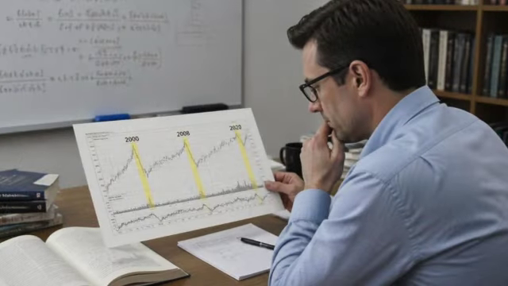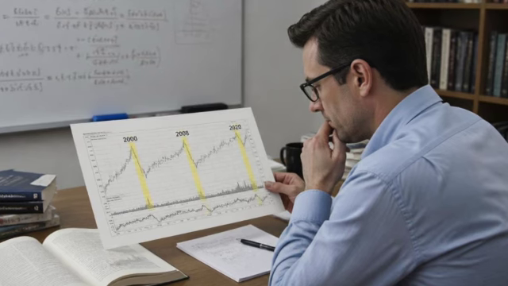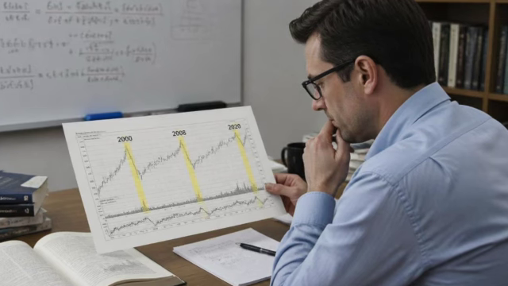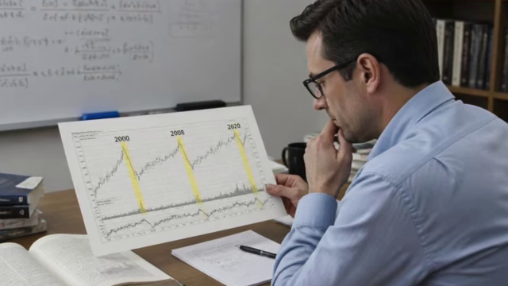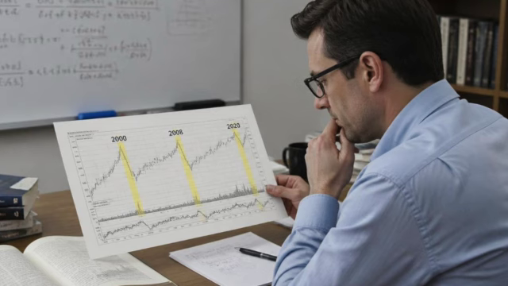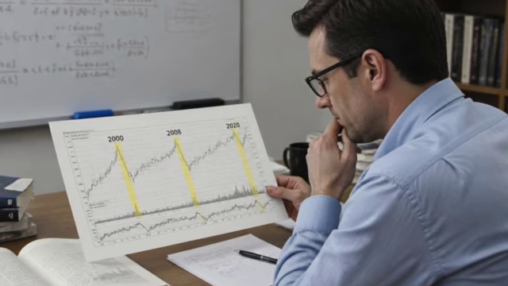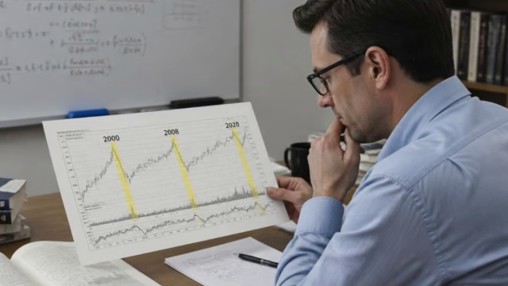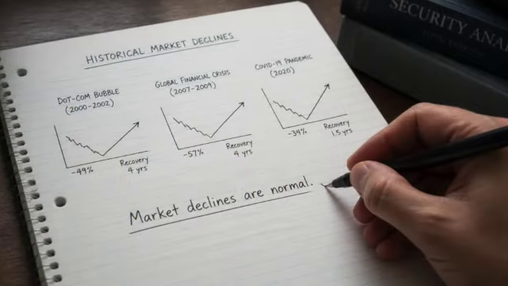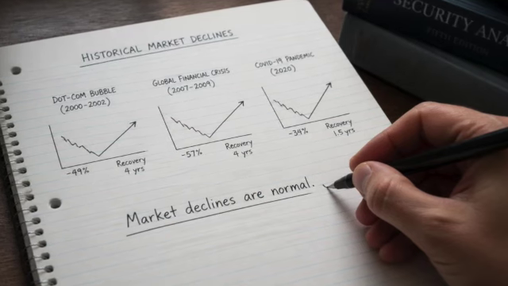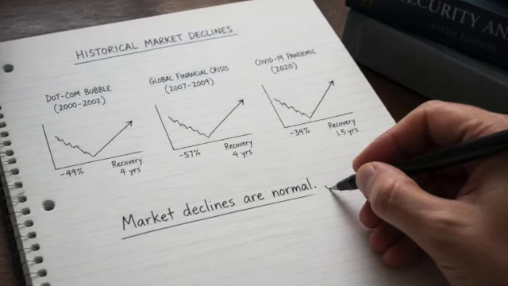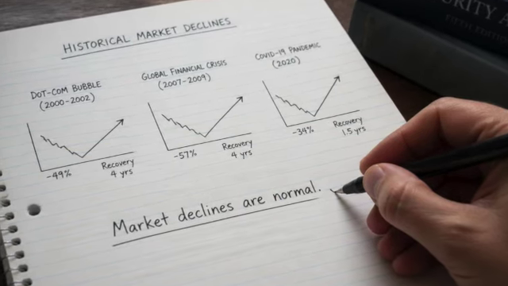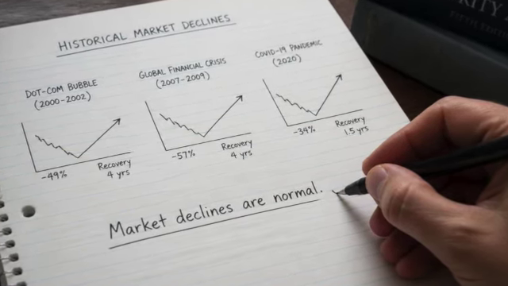Let's look at history. During the dot-com crash, US stocks fell by roughly 50%. Recovery took around 7 years. During the global financial crisis, markets declined by more than 50% again. Recovery took several years. In 2020, markets fell rapidly during the COVID pandemic, but recovered in only a few months. The important lesson isn't trying to predict the next crash. It's understanding that market declines are a normal part of long-term investing. They have happened repeatedly, and every time, they felt like the end of the world while they were happening.